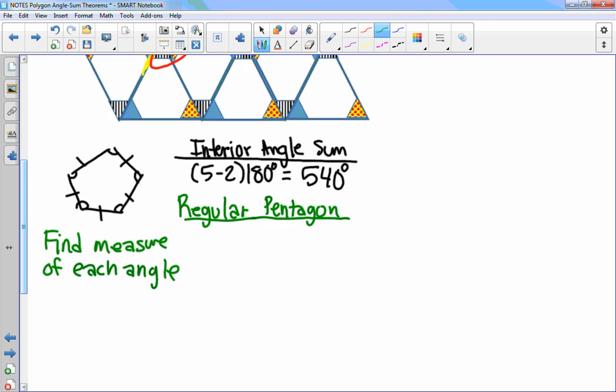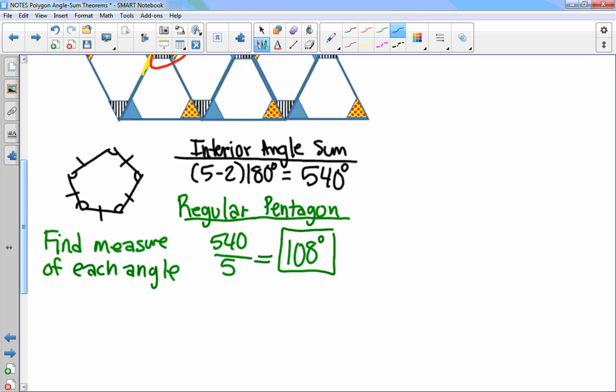Divide by what, Sammy? Why do we know to divide by 5? Because there's 5 angles and we knew they were all congruent, so that means we can divide them evenly. So we would take 540 and divide by 5, and what do you get? 108 degrees. That's the measure of each angle.